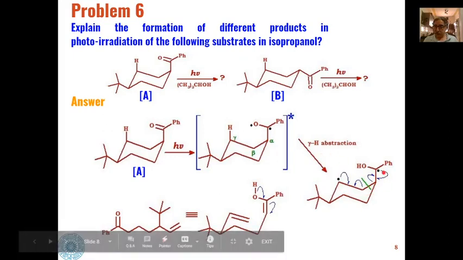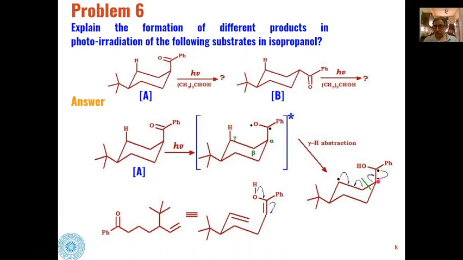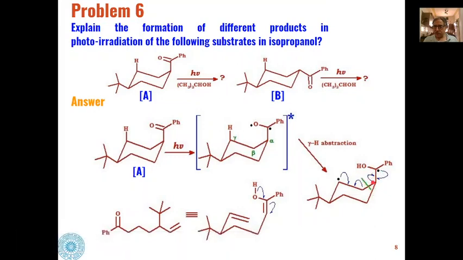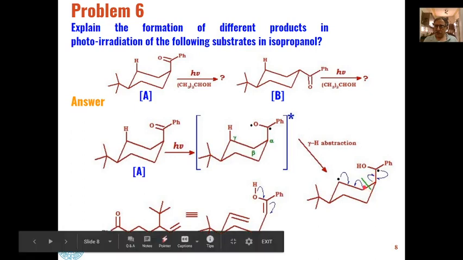Then from this radical, this carbon carbon bond will break, one electron from here, one electron from here, they will create a carbon carbon double bond. And one electron from here will go to this place, one electron from here, this will also create a carbon carbon double bond. So that means two carbon carbon double bonds are created by breaking of this carbon carbon bond. One is here and one is here.